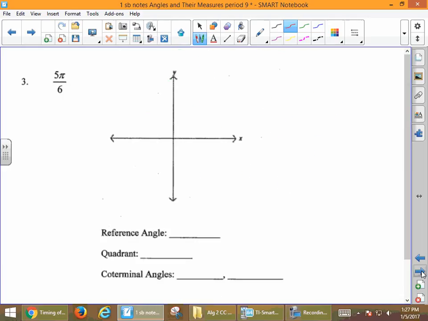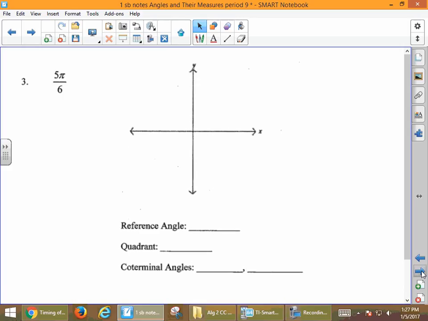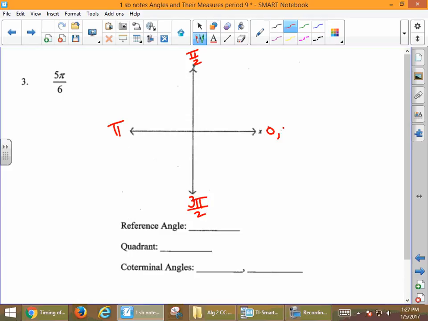5 pi over 6 is our next radian that we're going to work with here. And it may be helpful, again, just to label so far what we know. We know 0. We know pi over 2. We know pi. Not a very good pi. Try one more time. And we know 3 pi over 2. And then if we come full circle, it's 2 pi.